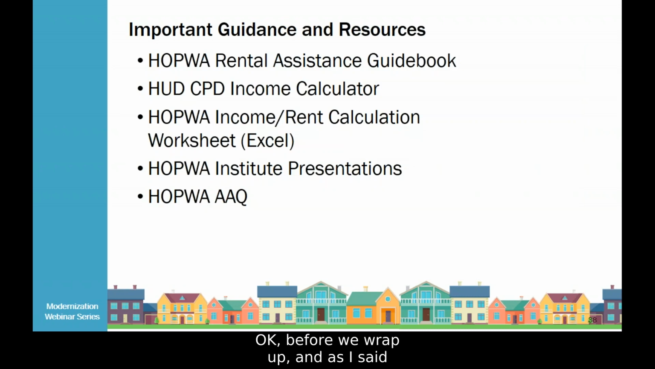Okay, and before we wrap up, and as I said, that was a very quick general overview. I want to make sure that you are aware of some of the guidance and resources that are out there, all of which are available on the HUD Exchange. Of course, since you are thinking about increasing your rental assistance program, we definitely encourage you to use the HOPWA Rental Assistance Guidebook. This is really full of all those details that you need to know that we weren't really able to lay out fully in today's presentation.